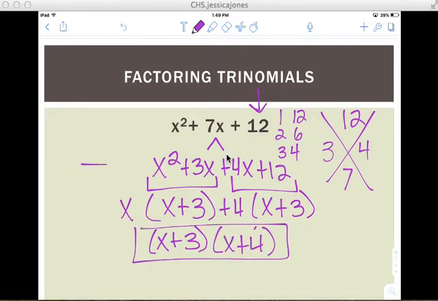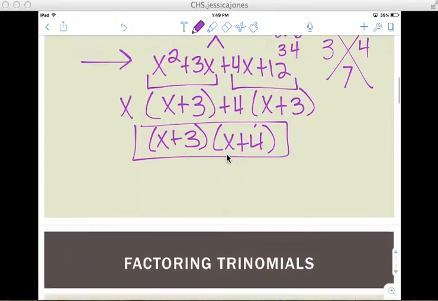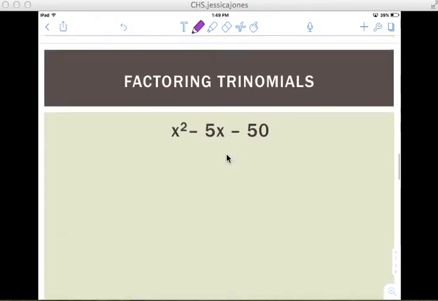Once you have the 4 terms, if you prefer to use the box method, you can use that also. The answer ends up the exact same. To check this, all you would have to do is FOIL it back out. Another example that you're going to see is something that looks like this.